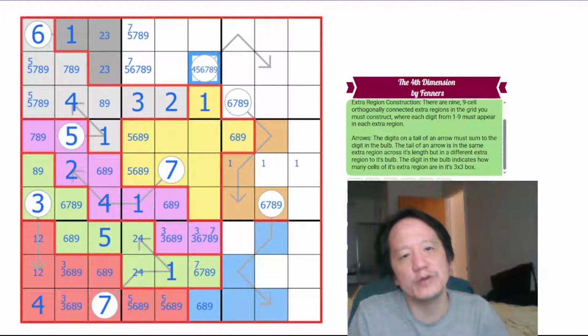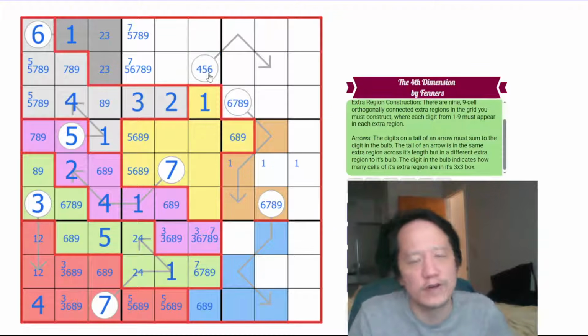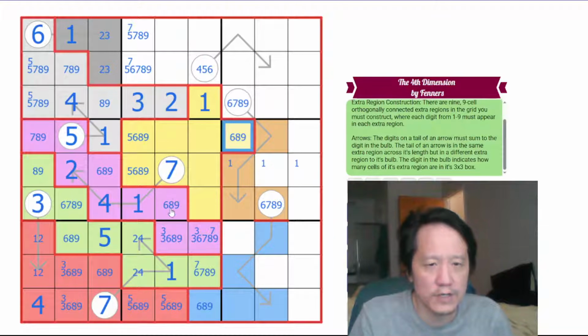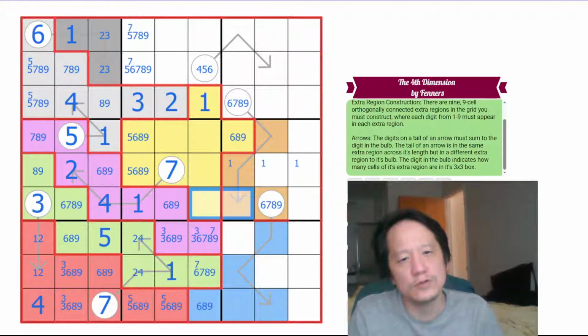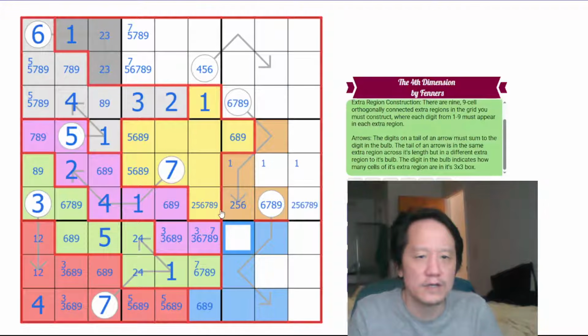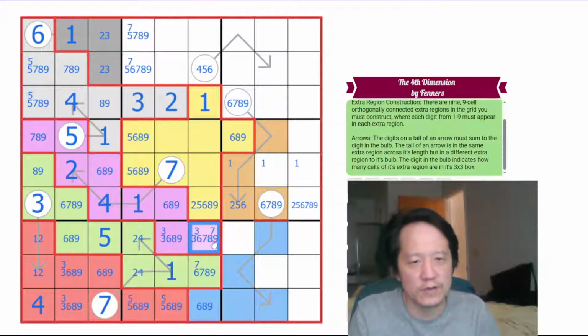This cannot be 7, 8, or 9. It's 4, 5, or 6 as part of the same region. This is 6, 8, or 9. These digits have to be 2, 5, 6, 7, 8, 9. But this can't be 7, 8, or 9. This can't be 7.